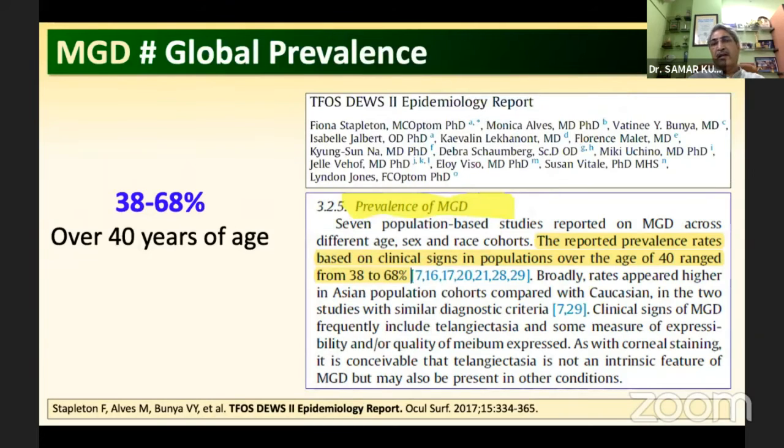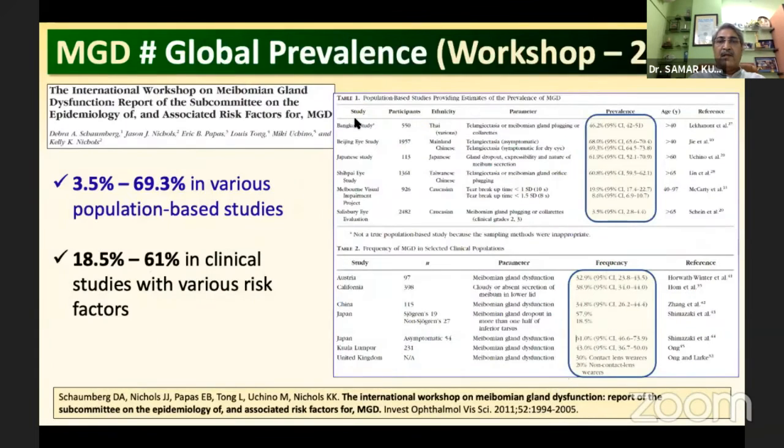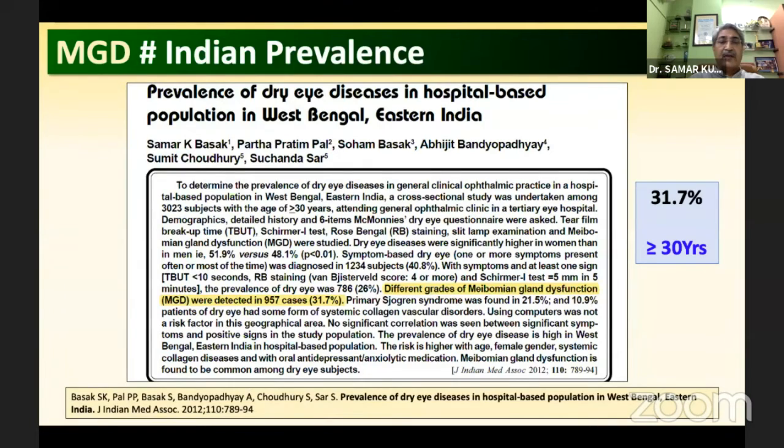So basically, if you see the DEWS II data, the overall prevalence of MGD is 38 to 68% over the age of 40. If you see the MGD workshop data, there are various population-based studies, and they show that the prevalence is between 3.5 to 69%. And also, there are various risk factors, which may account for 18 to 60% of the cases. We did our study a long time back in a hospital-based population, and we saw that over the age of 30 years, the prevalence is around 31%.